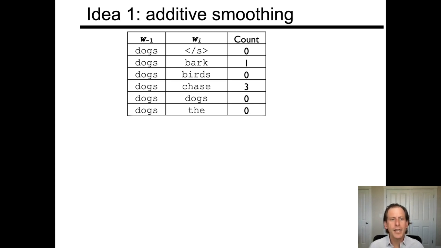So once again, let's go. This is our counts from our example. So in the context of the word dogs, here's our vocabulary, all the possible things, but most of the possible things in our vocabulary actually didn't occur in the training data set. Bark occurred once, chase occurred 3 times.